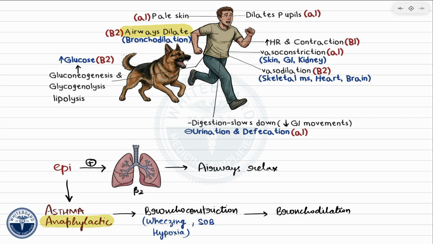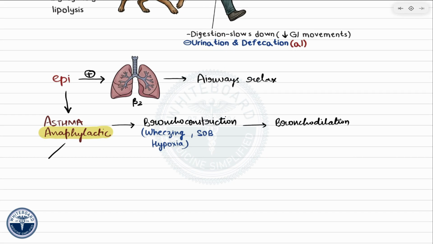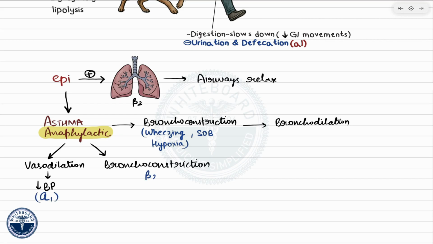In anaphylaxis, the patient is facing two problems at the same time: widespread vasodilation causing hypotension and bronchoconstriction causing respiratory distress. Epinephrine can address both problems simultaneously. Alpha-1 receptors help restore blood pressure, while beta-2 receptors relieve bronchoconstriction. And this is also why norepinephrine is not a substitute for epinephrine in anaphylaxis.